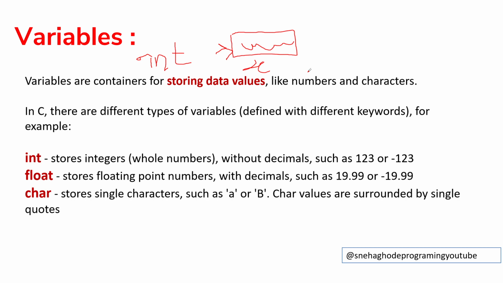So the simple thing here is that variables work as a container used to store data values, like numbers, characters, any string, then floating type of data, double type of data. In C, there are different types of variables defined with different keywords, for example integer, float and character. So these are our primitive data types.